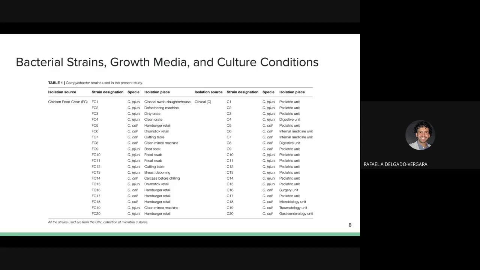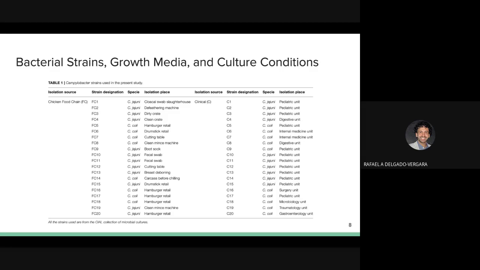In this table, we can see the isolation source, species, strain designation, and isolation place of the strains that were used in this study. These strains were isolated from different sections of the chicken meat food chain and from cases diagnosed with Campylobacteriosis at Burgos University Hospital.